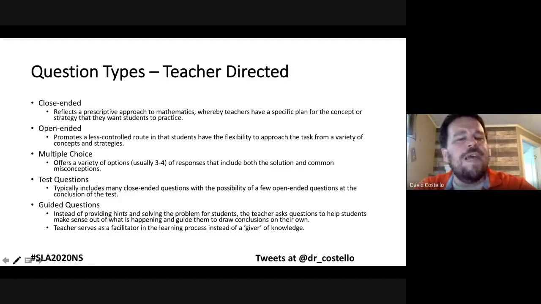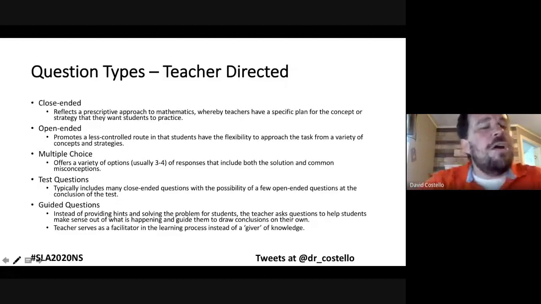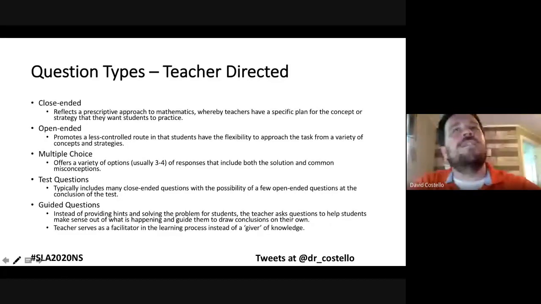It promotes a less controlled route in that students have flexibility in the approach to apply to solve the question. And then I've been hearing a lot about this in the last few years, multiple choice questions, offering 3 to 4 responses that include a solution, and really crafting other incorrect responses that are based on common misconceptions.